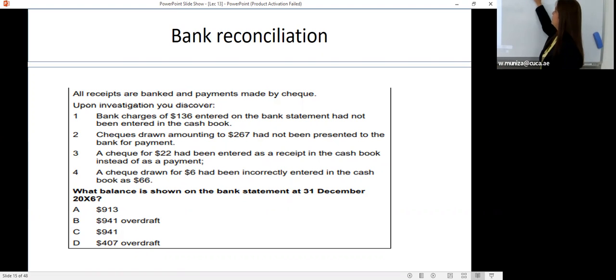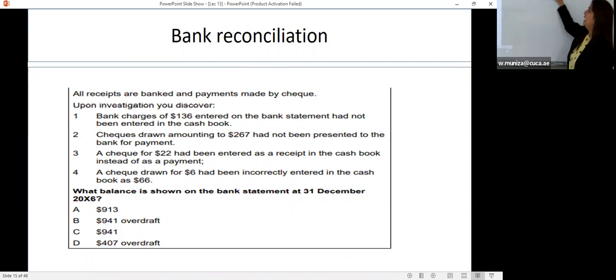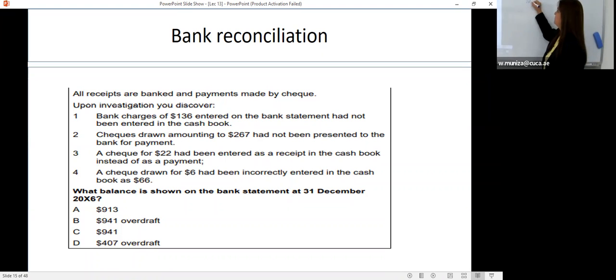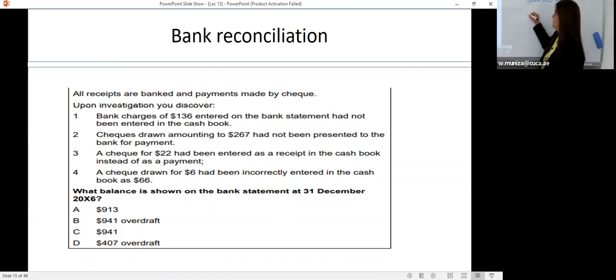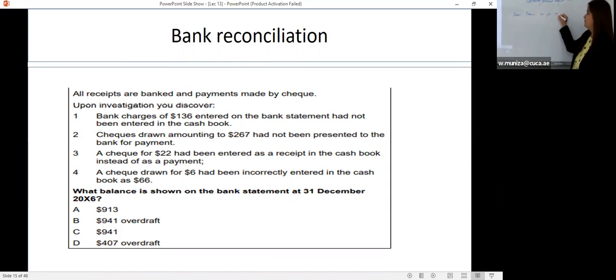Then we have unpresented or outstanding checks, which are going to be debited. Then we have outstanding or unclear lodgements, which are going to be credited. And we get the revised balance as per cash flow. Is this what we have studied?